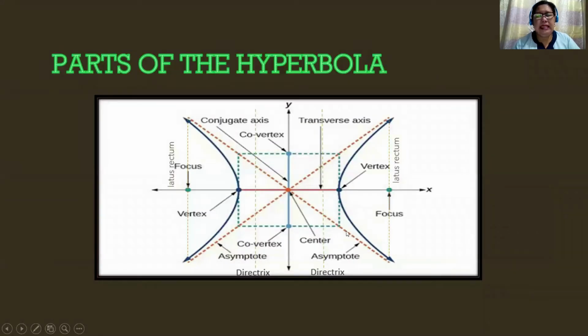Next, let us have the parts of the hyperbola. You have the center, the vertex, another vertex here, focus, another focus here, the co-vertex, another co-vertex. This segment is what we call the conjugate axis. This segment is the transverse axis. This is the latus rectum, another latus rectum. You have the directrix, another directrix.